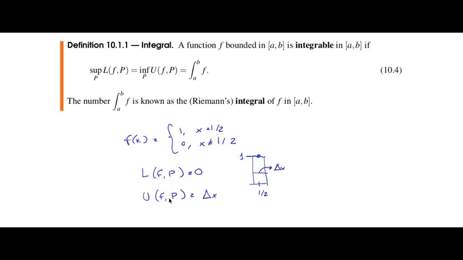But then we can refine this partition U, by making this interval narrower and narrower until the width around 1/2 goes to 0 in the limit. So we can take this and go to 0. So the supremum of L, which is 0, coincides with the infimum of U, which is 0. And so the integral of this function between, for instance, 0 and 1 is 0. Okay.